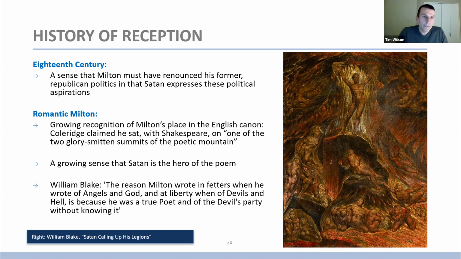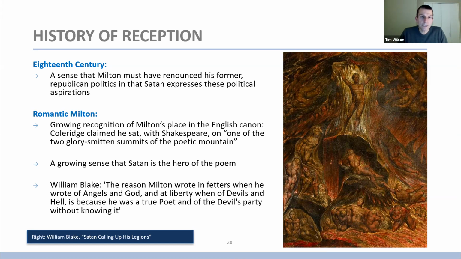Okay, and then the Romantic period, the end of the 18th century, early 19th century, there's a growing notion of Milton's place in the English canon. So Coleridge claimed that he sat with Shakespeare on, quote, one of the two glory-smitten summits of the poetic mountain. So pretty high, him along with Shakespeare as the two summits of English literature. And also a growing sense of Satan as maybe the hero of the poem.